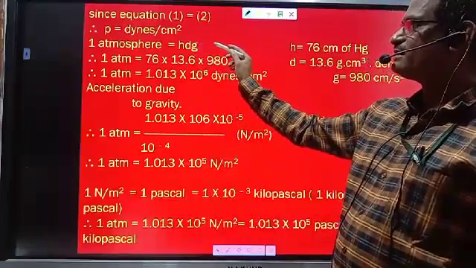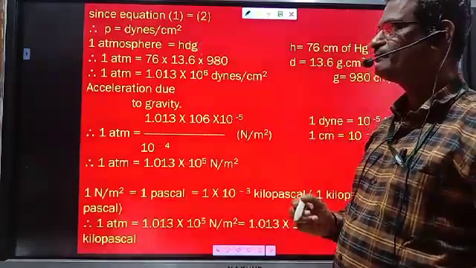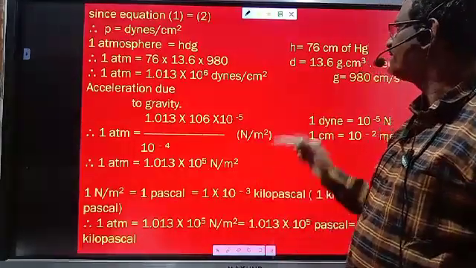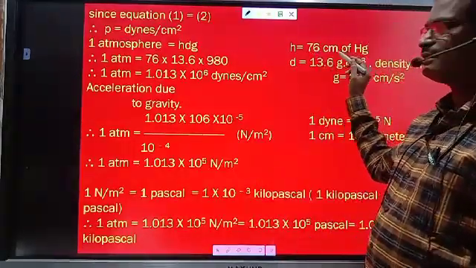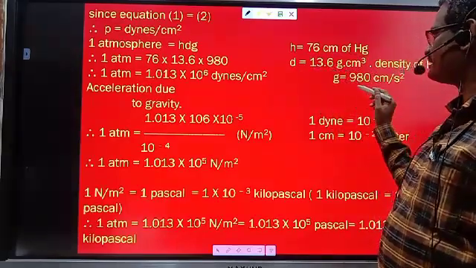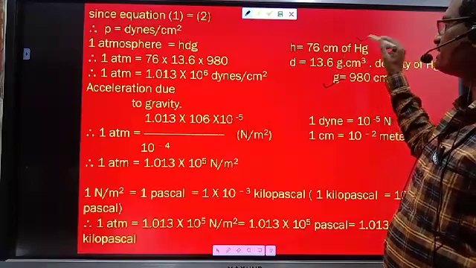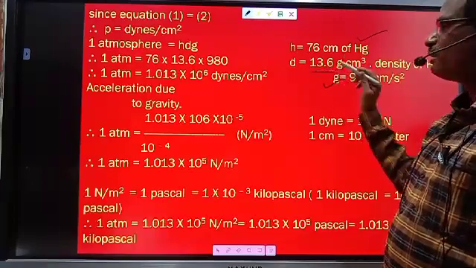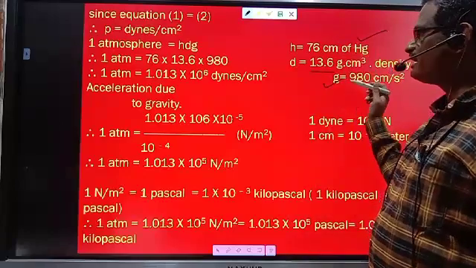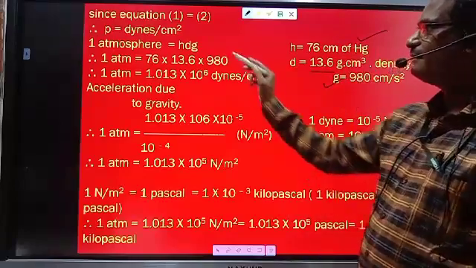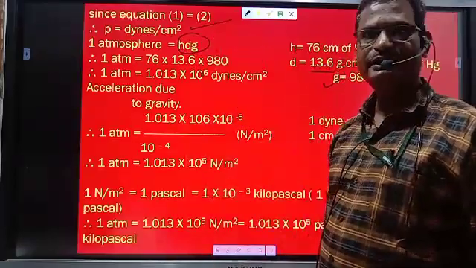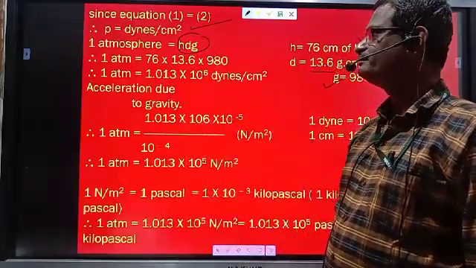Further, one atmosphere is nothing but HdG. Now substitute the values. This is the calculation part. H is equal to 76 centimeter, I have told you. Density 13.6. Gravitational acceleration, this you know. You have to keep these in mind by heart. These 3 terms you must know. And HdG we have studied is in the unit of dyne per centimeter square.